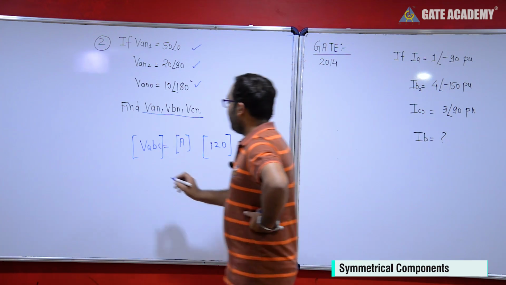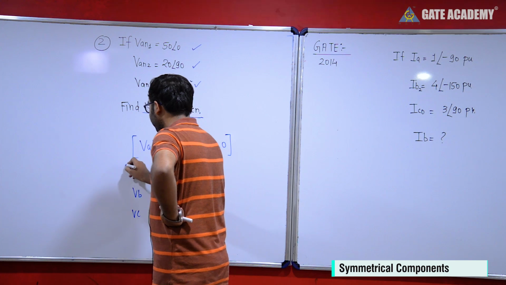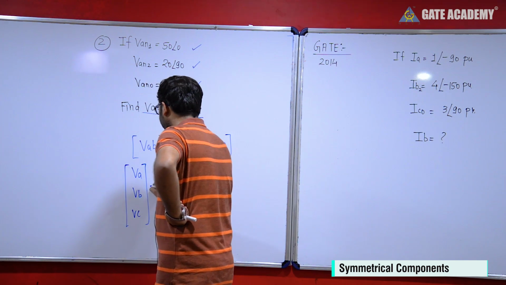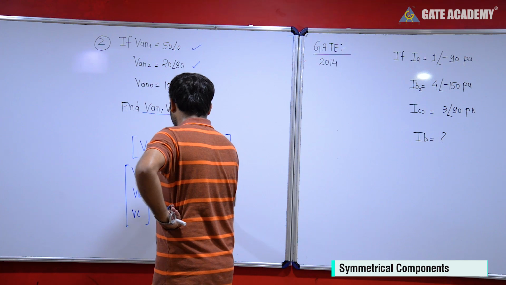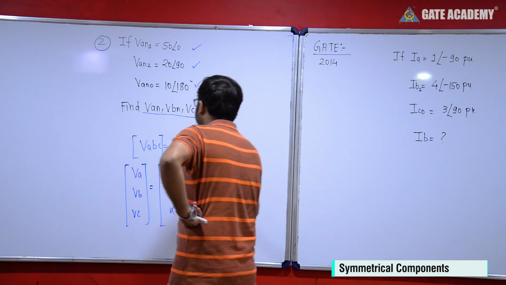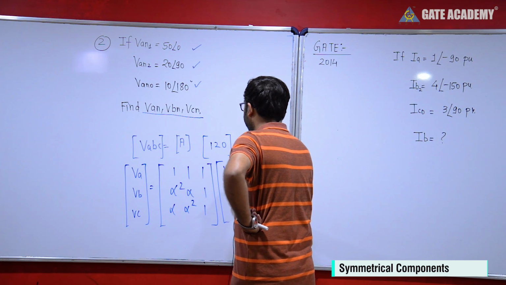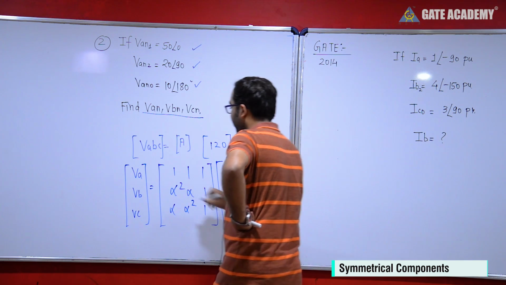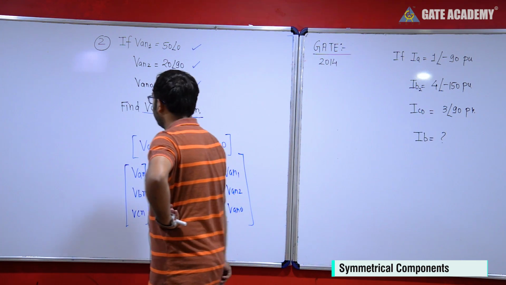So what should be the value of VA, VB, VC? We have seen the matrix, and the A matrix is given by 1 1 1, alpha square alpha 1, alpha alpha square 1, multiplied by VAN1, VAN2 and VAN0. This is also the voltage with respect to neutral. So we can say this gives VAN, VBN and VCN.